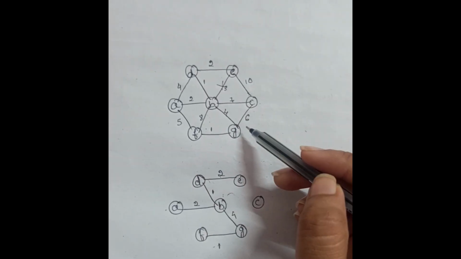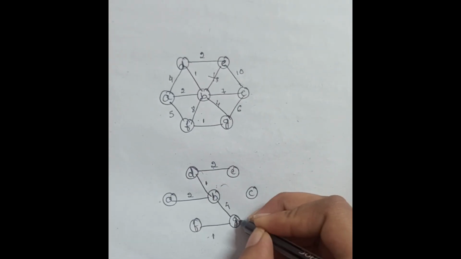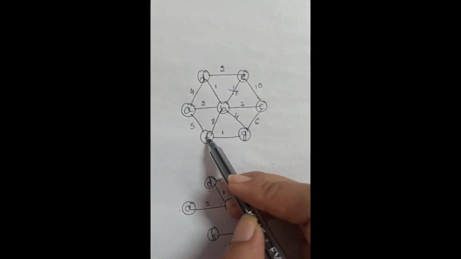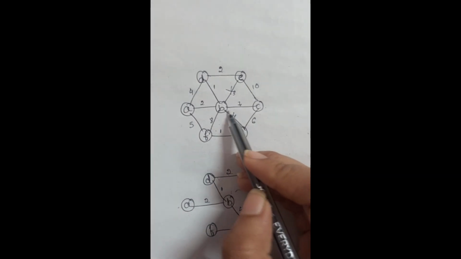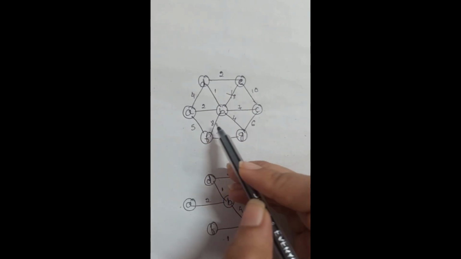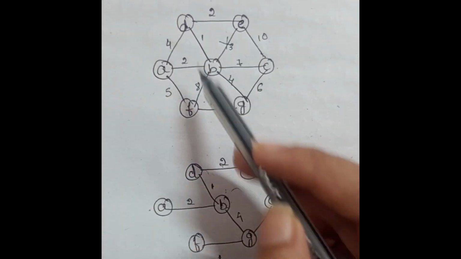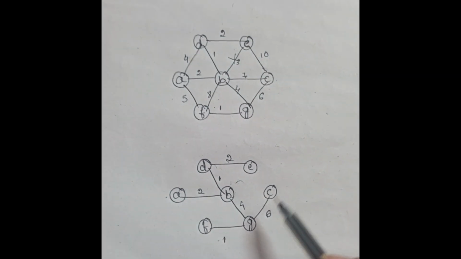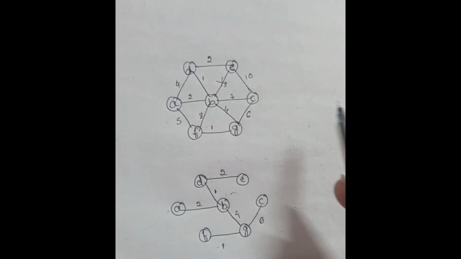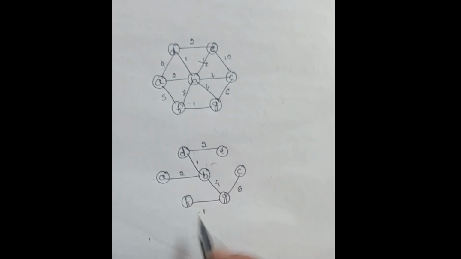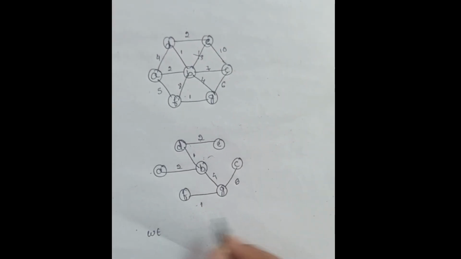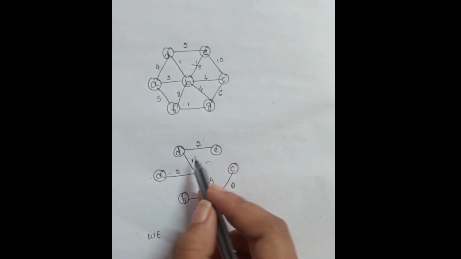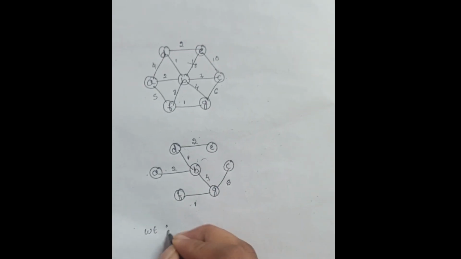The next edge we have is 6. Now we have 7 and 8. If we include 7, it will also form a cycle, and 8 will also form a cycle. I cannot include 7 and 8. We have connected all the vertices in the minimum spanning tree. Now we can stop. What is the weight of the minimum spanning tree? 6 plus 4, 10. 10 plus 2, 12. 13, 14, 15, 16. We have 16.